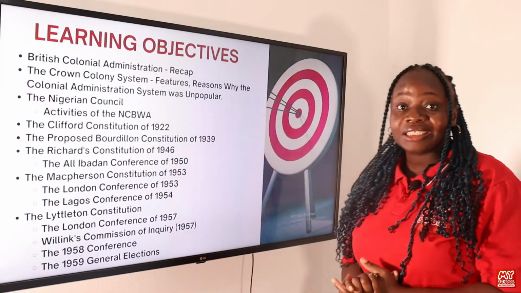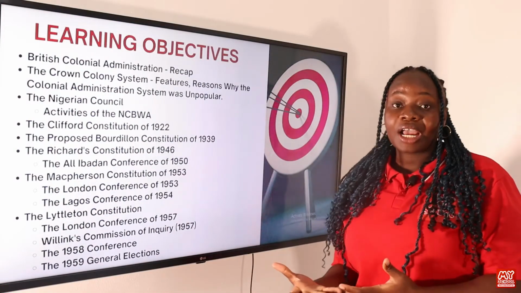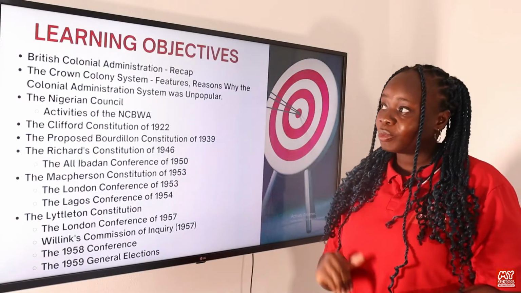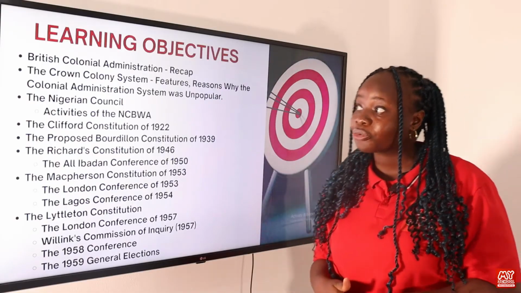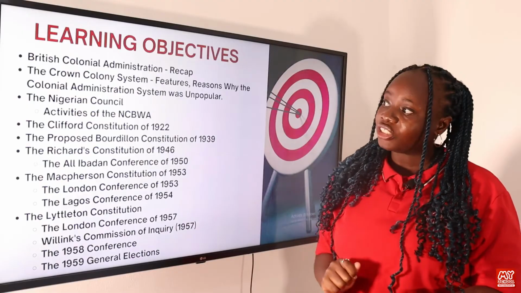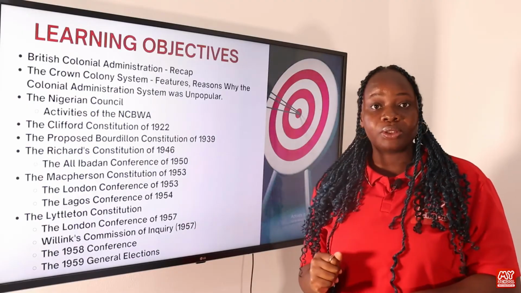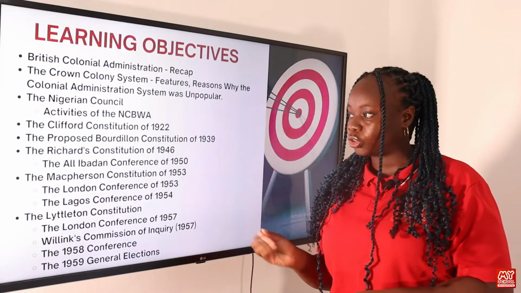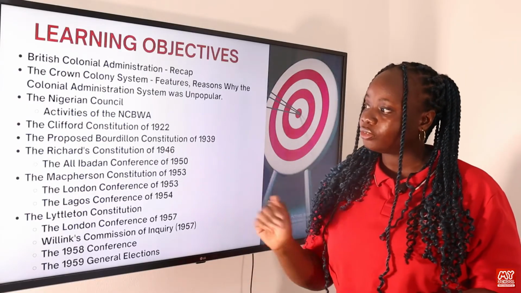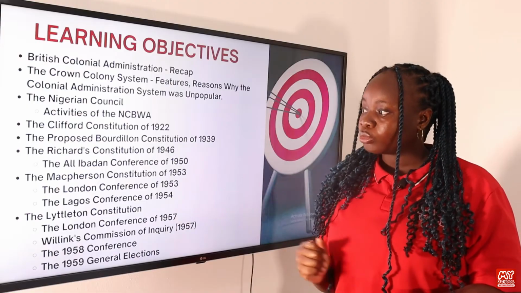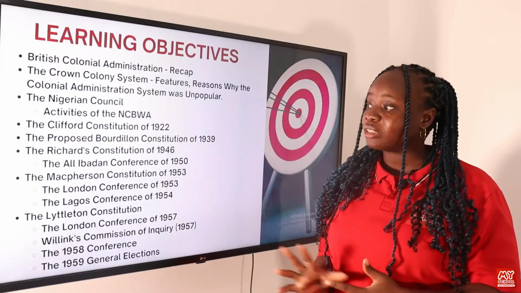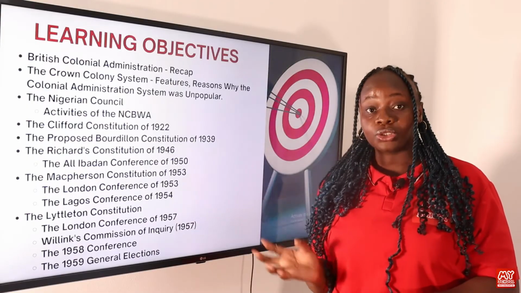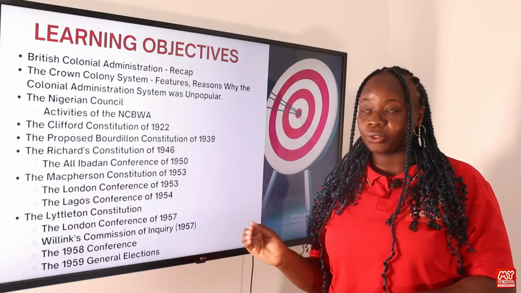So here is a list of things that we're going to discuss. We're going to do a recap of British colonial administration, especially here in Nigeria. We're going to discuss the Crown Colony system, the Nigerian Council. Then we're going to begin with the Clifford Constitution. Then we'll move on to the proposed Bourdillon Constitution of 1939, the Richards Constitution, and the many different conferences that went on in between these constitutions. We're also going to discuss the Macpherson and the Littleton Constitution.